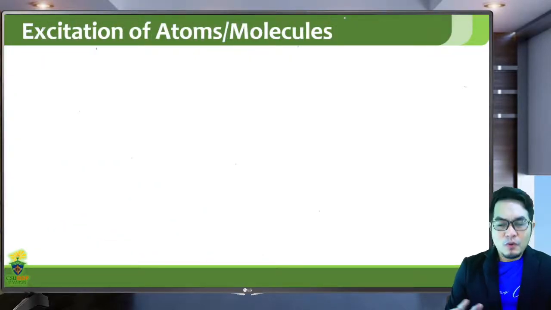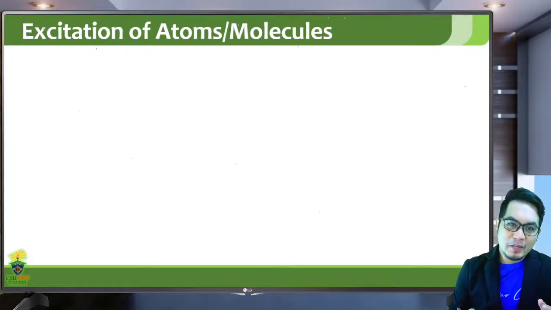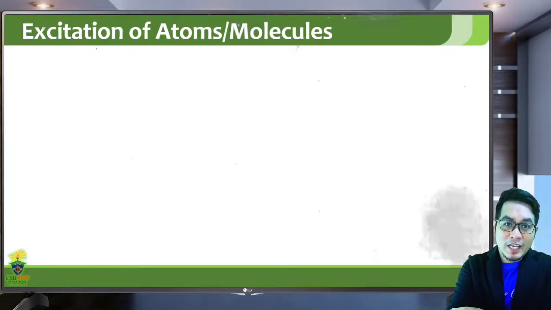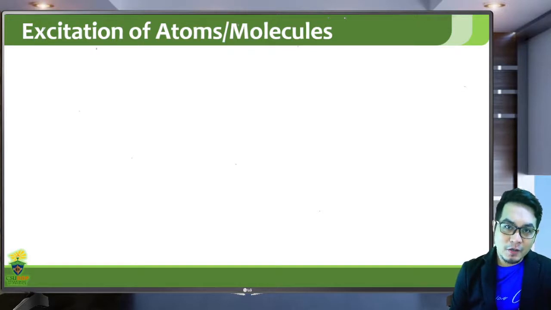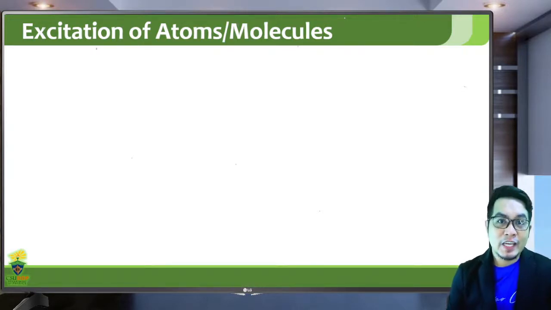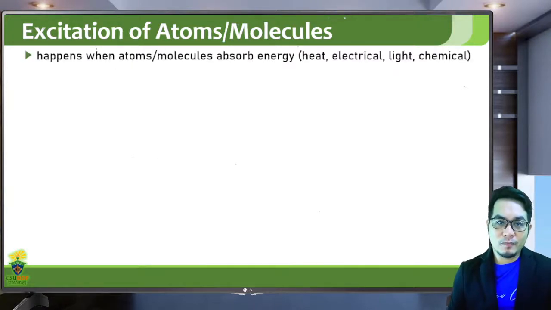Okay. So what actually happens when a material absorbs heat in the case of thermoluminescence, or it absorbs chemical energy in the case of chemiluminescence, or it absorbs electrical energy in terms of electroluminescence, or it absorbs light in terms of photoluminescence? What happens is the molecules and atoms of that material are excited. There's an excitation happening when the material absorbs energy by means of heat, electrical energy, light, or chemical energy.